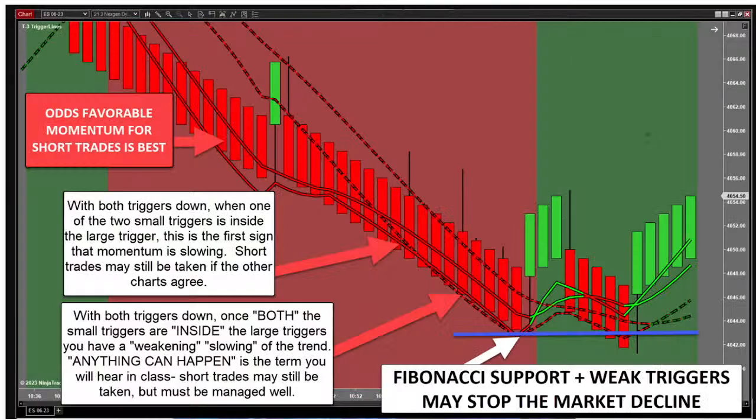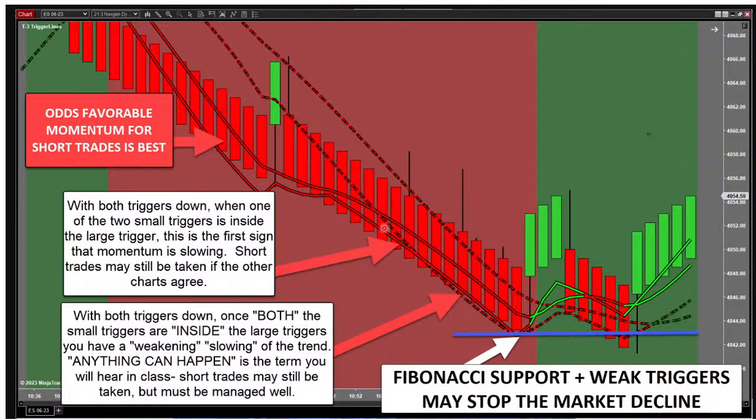success. And strong triggers has a life cycle. Strong triggers, when I have the separation, when the scissors are open, good morning, Kev. This is odds favorable momentum. This is the best of the best look for short trades. This is when the advantage is the highest. This is the look that has to be present to take that trade that typically wins 70 to 80% of the time. And then with both triggers down and one line goes inside of the large triggers, but one line stays out, right?